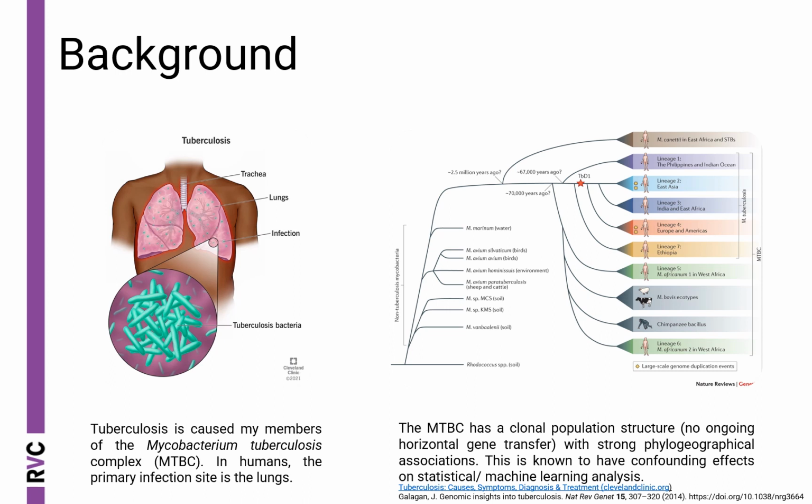So, to provide some background to the poster, tuberculosis is caused by members of the Mycobacterium tuberculosis complex, and in humans the primary infection site is in the lungs. The Mycobacterium tuberculosis complex is considered an unusual group of bacteria, and this is because it has a clonal population structure with very little ongoing horizontal gene transfer and strong phylogeographical associations, and this is known to confound statistical and machine learning analysis.